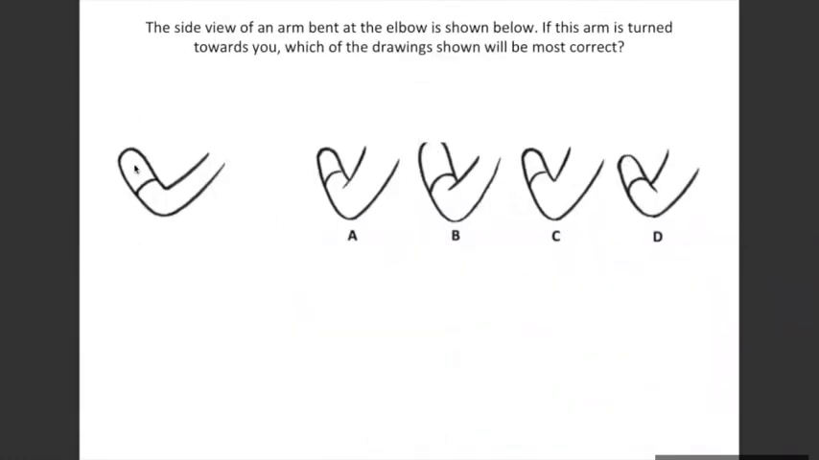So this is the side. This is how this person's arm looks when we are looking at it from the side elevation. Now, when this arm is turned so that it comes towards me, or towards you as a student, how will that arm look? A, B, C, or D? C and D are wrong here. It could be either A or B. Can anybody tell me why I am saying C and D are wrong?